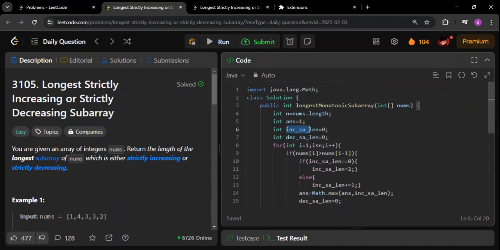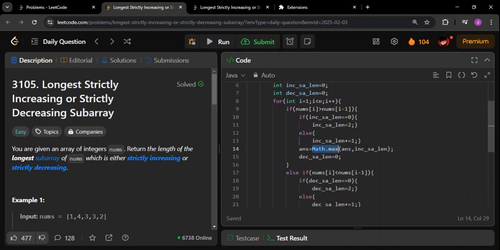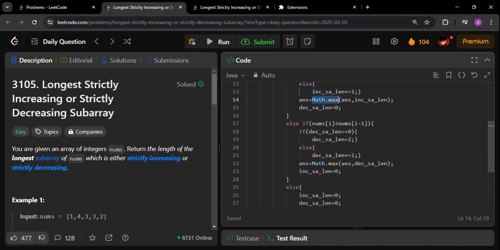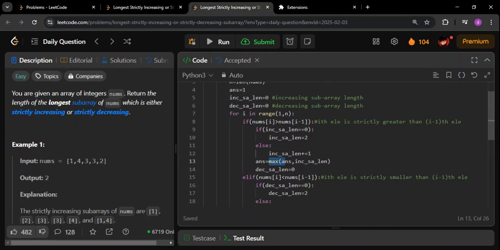Variable names are also the same, and only this part is slightly different, because here you have to import a separate library, because max is actually a static function of the Math class. So you have to import it and use it with the class name, Math.max. Other than that, everything remains the same as the Python solution. So that was all for this video. This was an easy question.